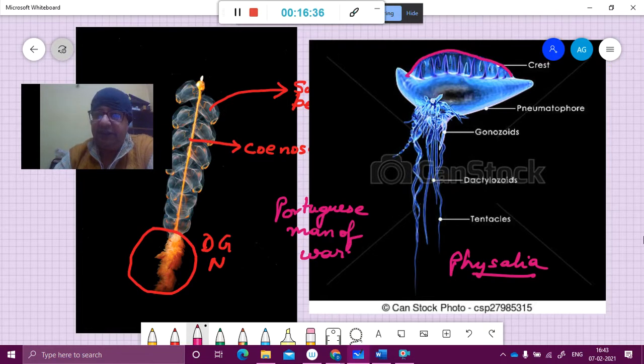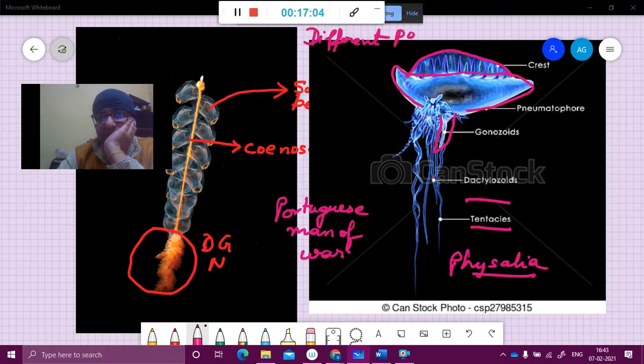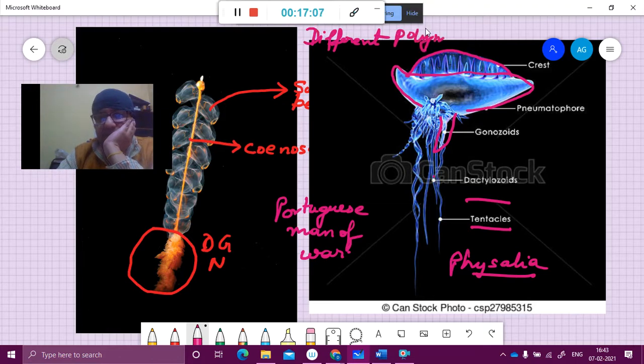Crest present. Then you have the floating pneumatophore present here. You have the gonozoids coming over here. You have the dactylozoids coming, and you have the tentacles coming. So these are the different polymorphic forms which are found in Physalia. Now let's go to the next picture.